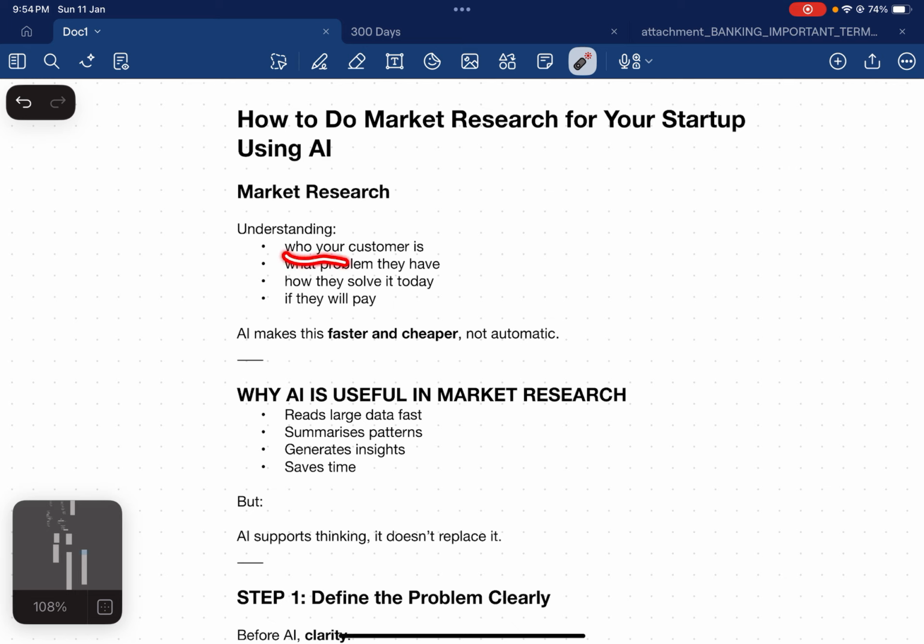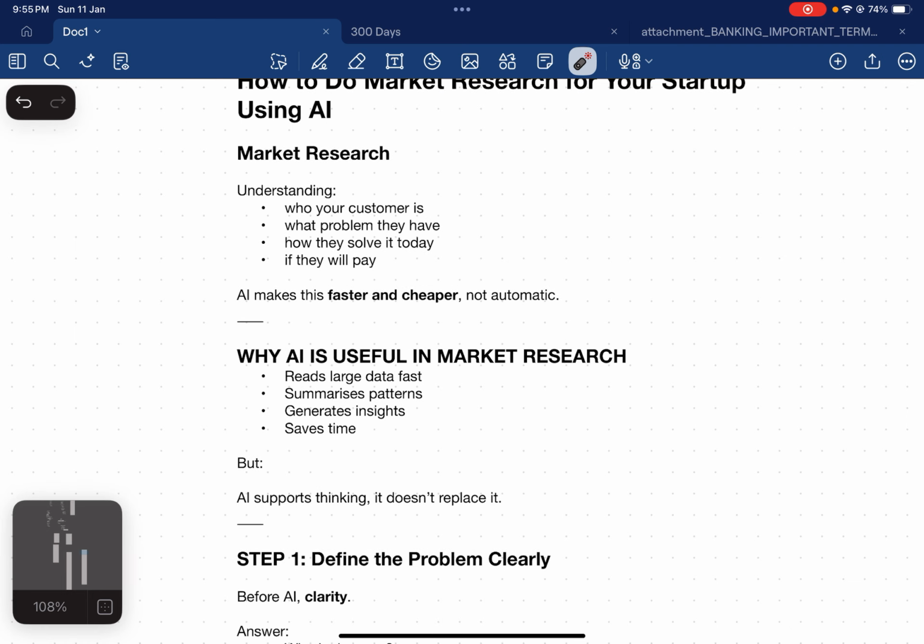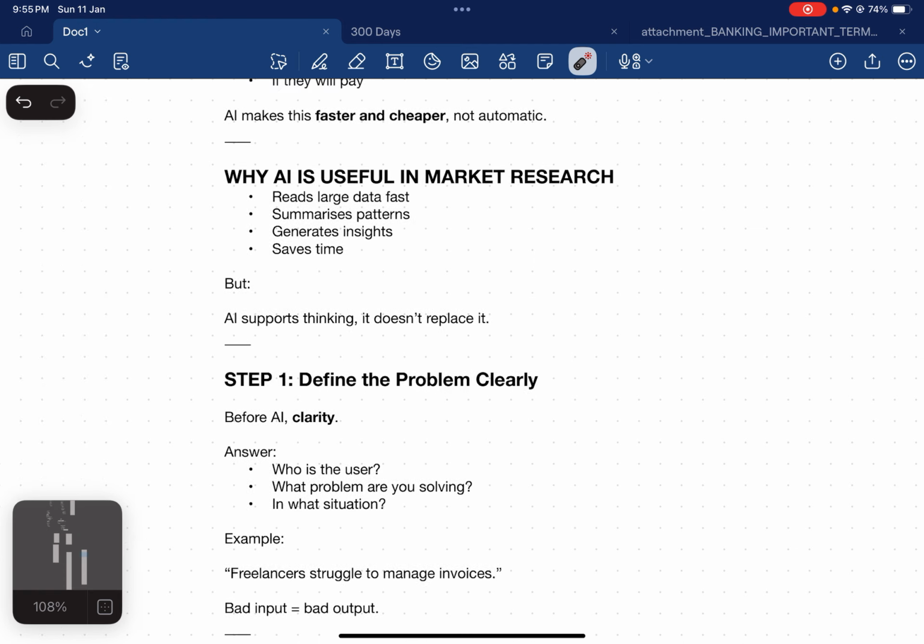So who your customer is, who the customers are you are going to serve, and what problems they have, the actual problem, and how they solve it today, your competition, and if they will pay. If they are willing to pay, only then you should do the startup in that field. Okay, so AI makes it faster and cheaper, not automatic.